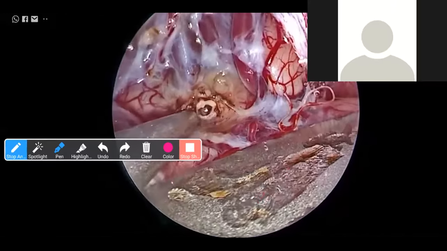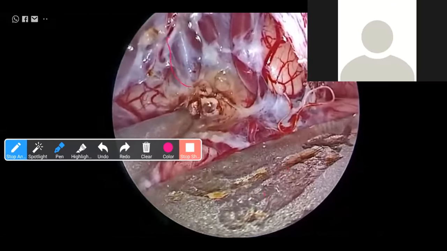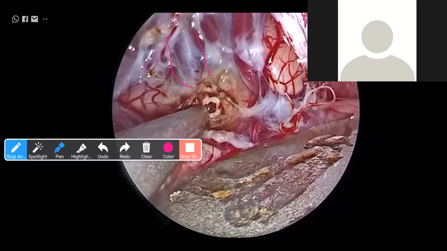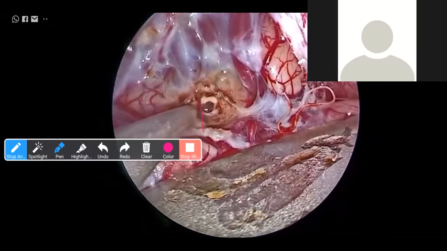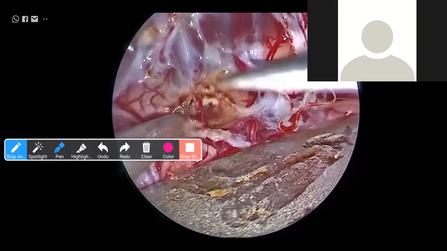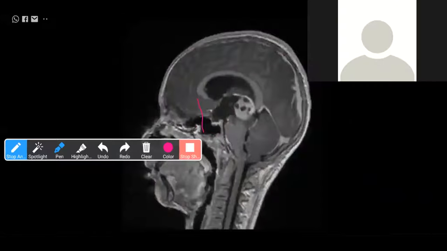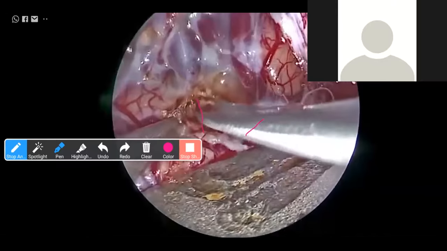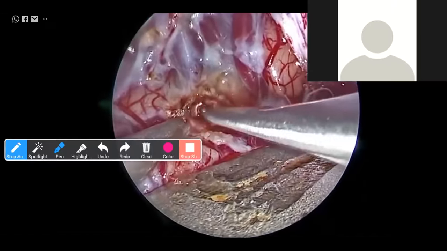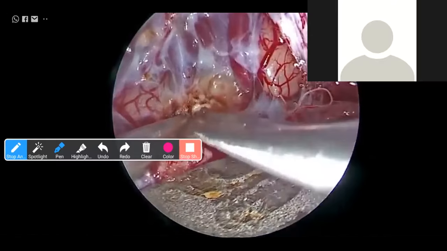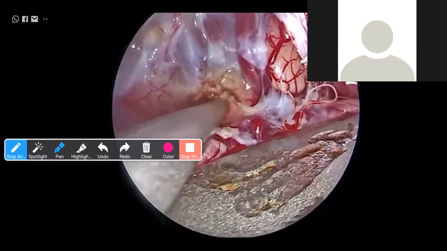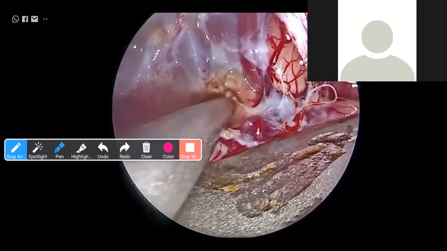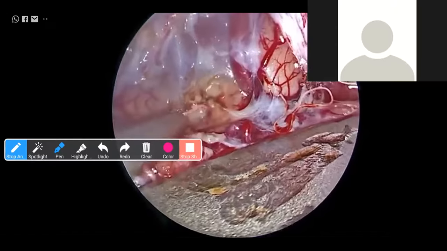You can see the vena galen. That is the vena galen. And that was the precentral cerebellar vein, which is bipolar and which is being cut now. You can see this. That is a precentral cerebellar vein and that is being cut now. That is cut and you are entering between the two thalami, you are entering the tumor.